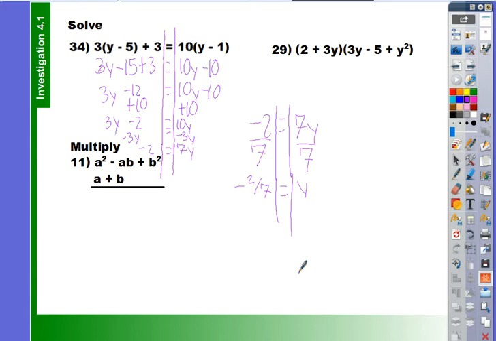Thumbs up or thumbs down? I think we did a pretty good job on that one. So, Ella, thank you. I would like to go to problem number 29 next. Do I have a volunteer for number 29? Should I move this?